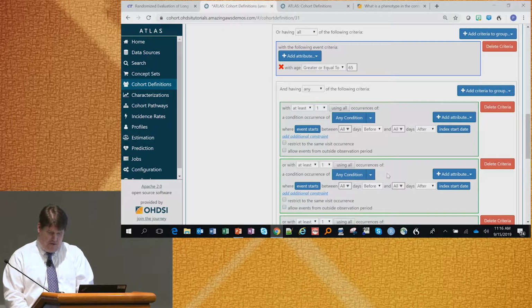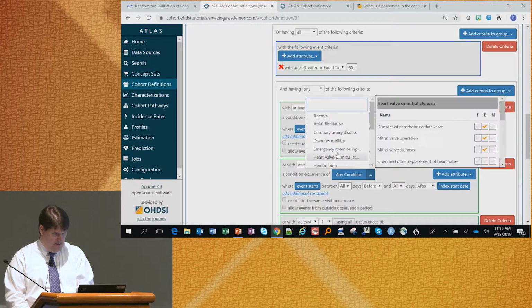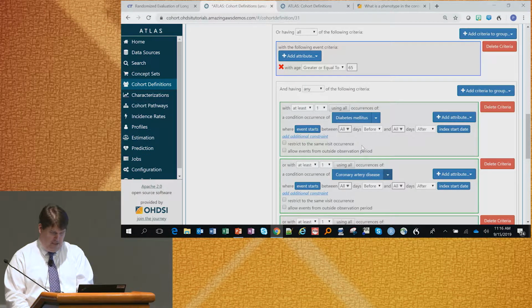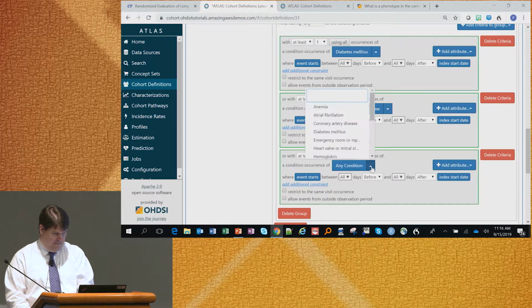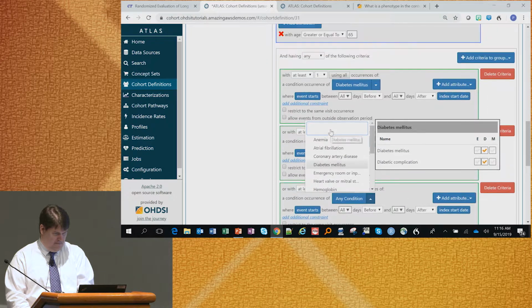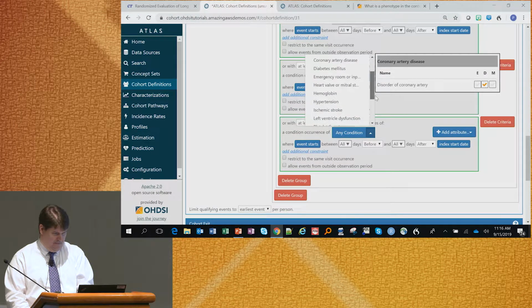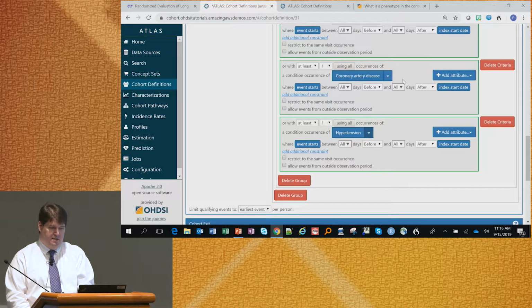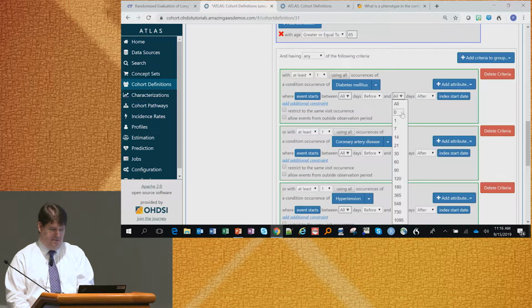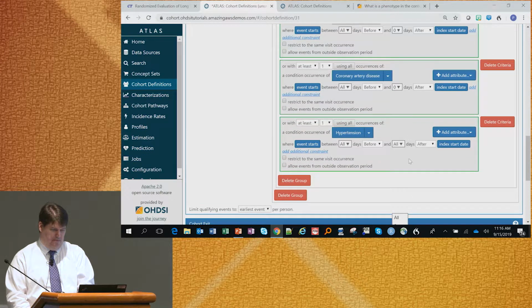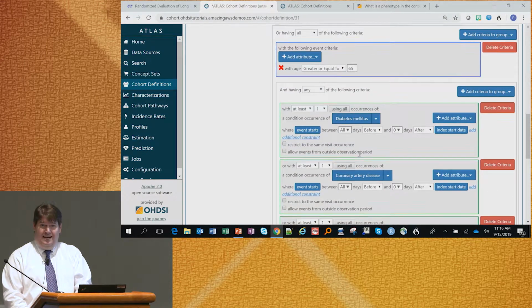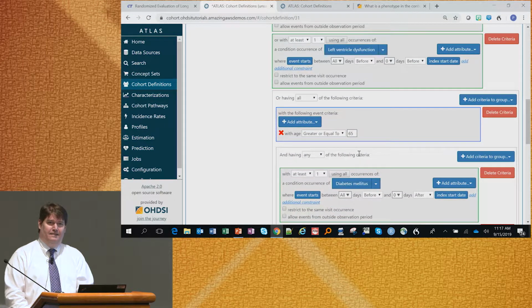Okay, the first one was going to be diabetes. The second one was going to be coronary artery disease. And the third one was going to be hypertension. And for all these cases, we're saying all days before up to the index. Oops, excuse me. Okay, complicated, right? It took me like several minutes to go through this, but this is it.